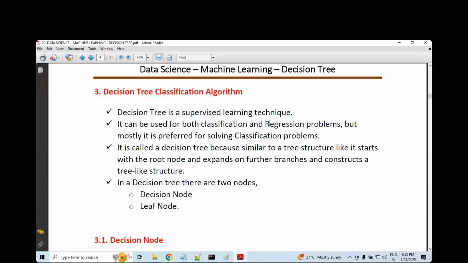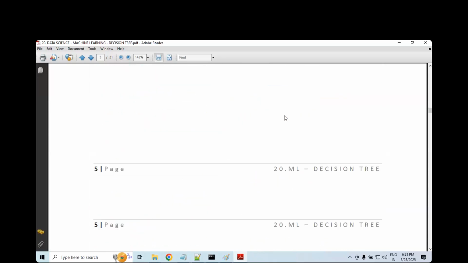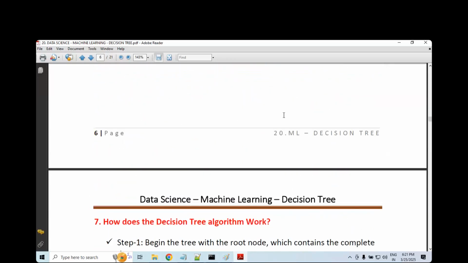It is called a decision tree because it is similar to a tree structure. Whenever you apply the decision tree to the data, it automatically creates a tree structure. Daniel, what do you mean by tree structure? Hold on. Let me take one small image. Important.